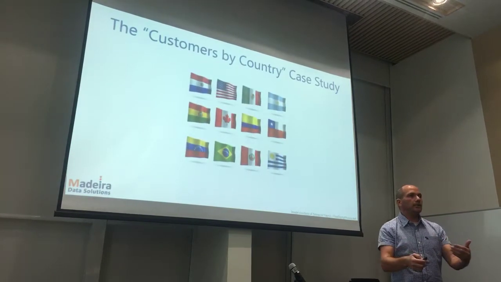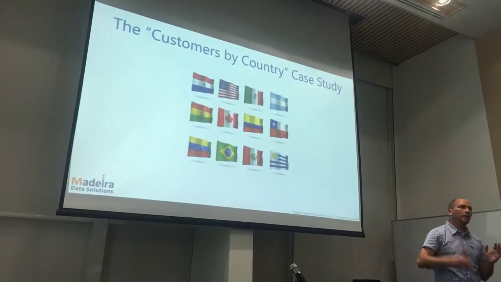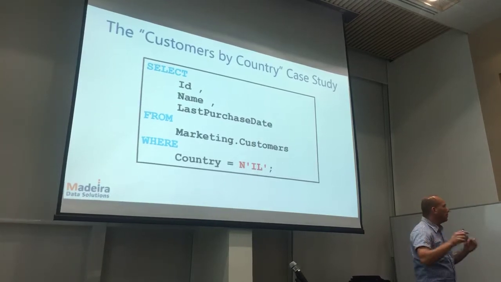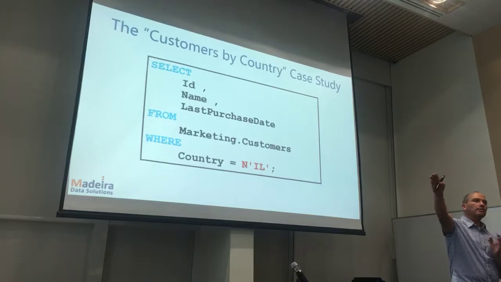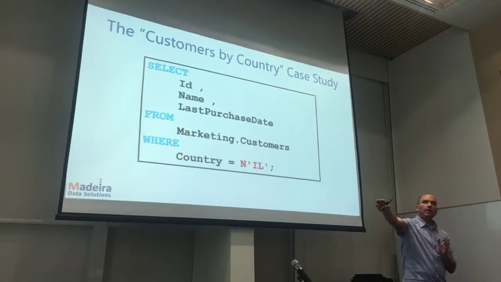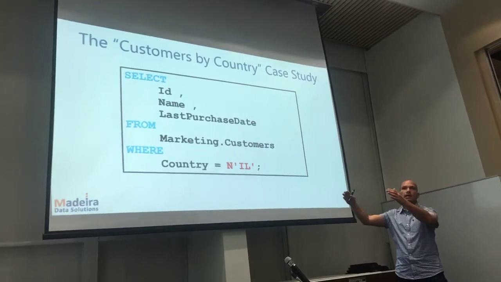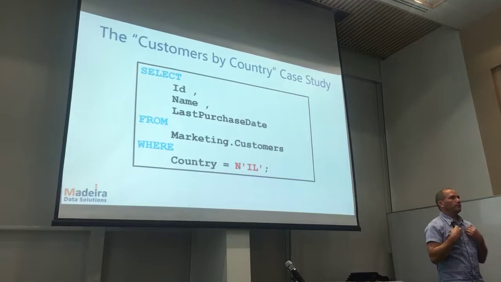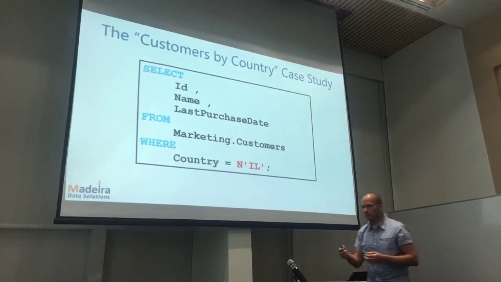For the sake of this presentation, I'm using a very simple demo. I call it the customers by country case study, and it looks like this. This is the query I'm going to use in most of the presentation. Okay, so it's very simple. I have a customers table, marketing customers table, and within this table I have a country column, and I want to retrieve all the customers from a specific country. In this case, from Israel, where I come from. IL stands for Israel. Okay, very simple.